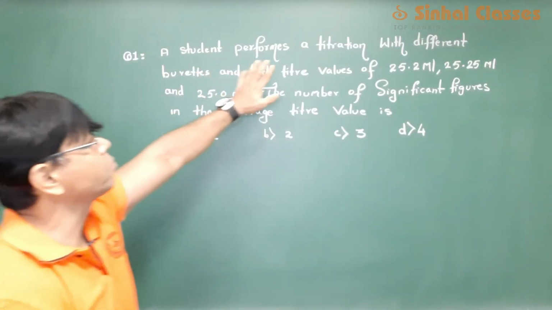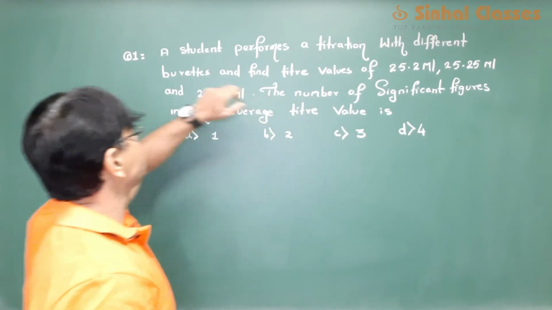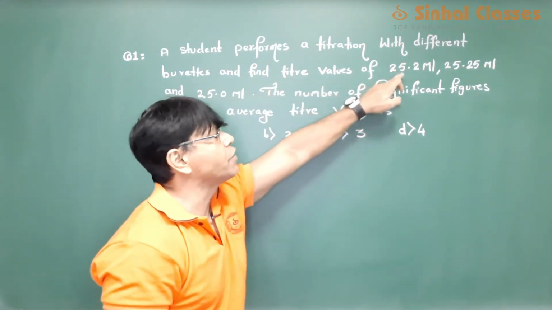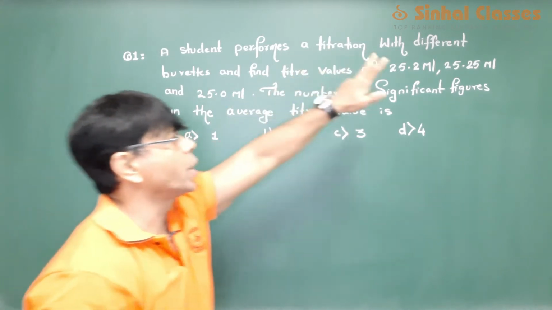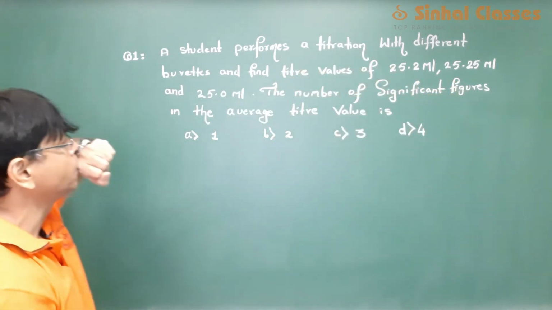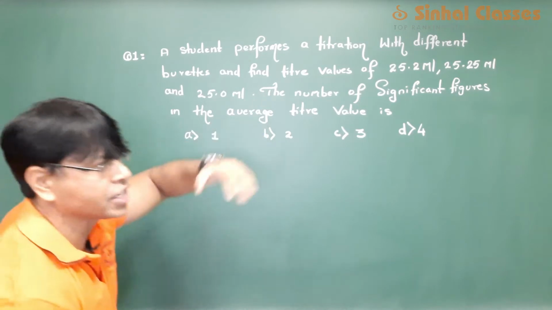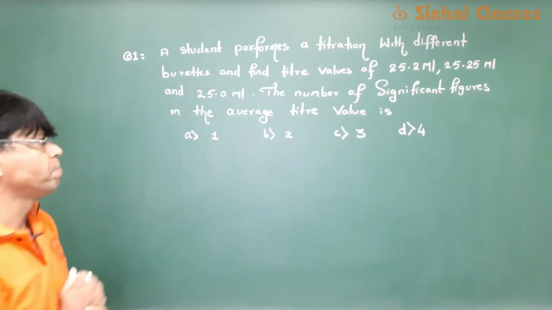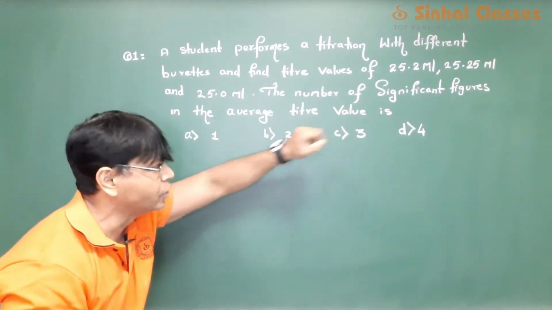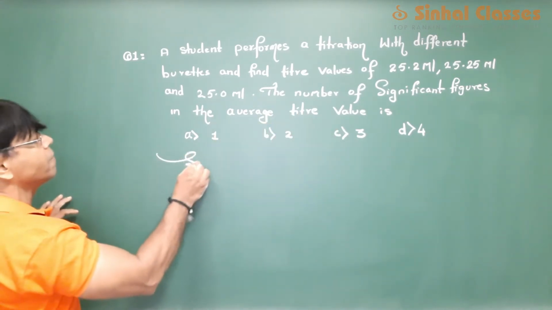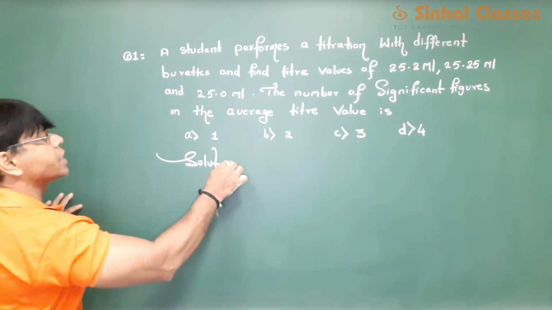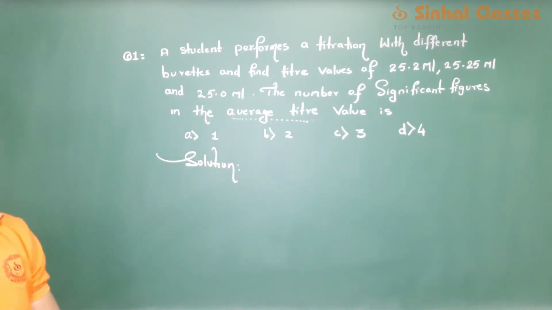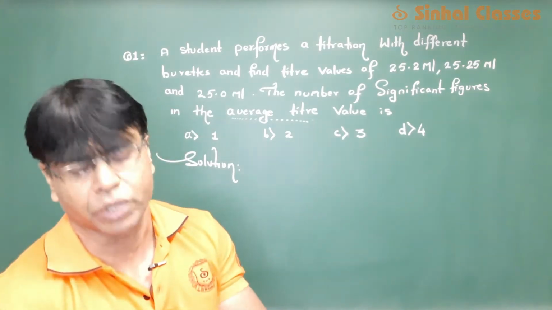A student performs a titration with different borates and finds titer values of 25.2, 25.25 ml and 25 ml. So he wants the average. How many significant figures do you want for the average titer value? Now how will you take it out?